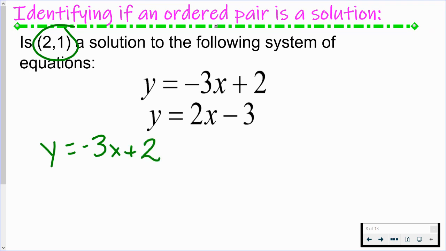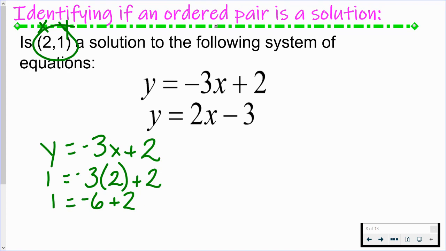Don't forget, the 2 is your x, the 1 is your y. So I'm going to do 1 equals negative 3, plug in 2 for my x, plus 2. Okay, clean everything up. I know negative 3 times 2 is negative 6 plus 2. I'm going to bring down my 1. Now I'm going to do negative 6 plus 2. Hopefully we are super dynamite on our integer skills.